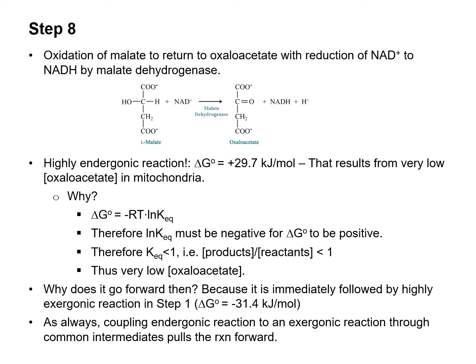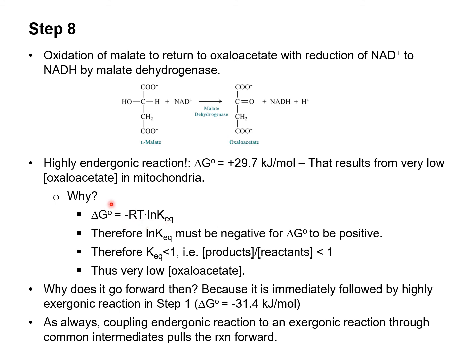And this reaction is highly endergonic with its delta G naught value as 29.7 kJ per mole. And that results from the very low concentration of oxaloacetate in mitochondria, which is a product of this reaction. And how do we know that the concentration of oxaloacetate is low? We can start from this equation, which relates the delta G naught with the KEQ. So that's specifically delta G naught equals minus RT ln KEQ.